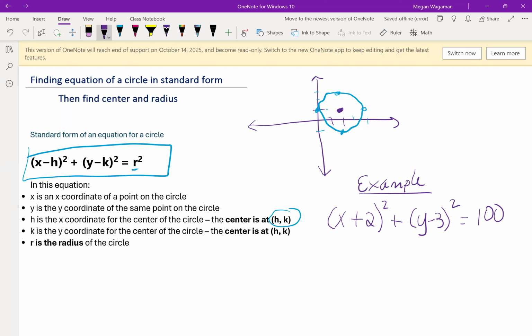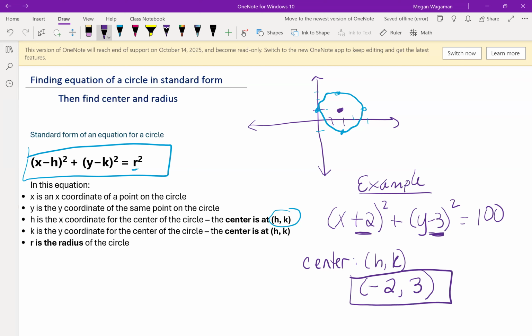So the center of that circle is going to be at (h, k). And h and k are the opposite signs of what's in here. So our h is going to be -2 because we have to do the opposite sign. k is written as a -3, so the actual location is going to be at +3. So the center of this circle is at (-2, 3).